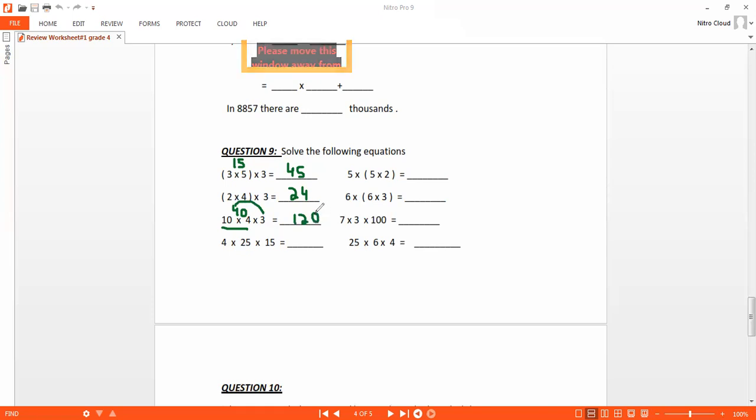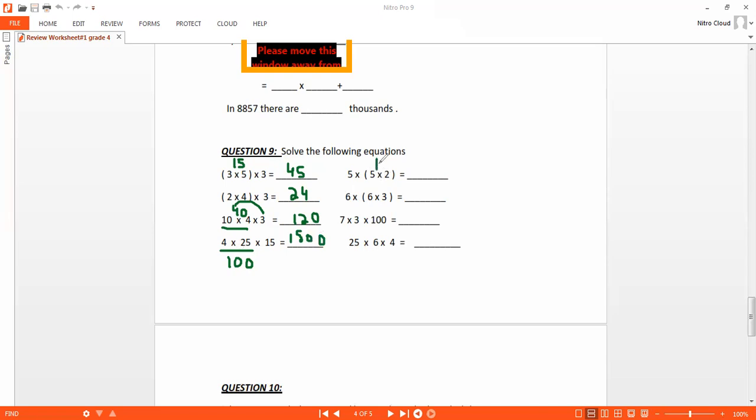Now here we have 4 times 25 times 15. How do I make this easy for me? You have always to study that 4 times 25, it's 100. So now it's easy for you to find the answer because 1 times 15 is 15, and then you put 2 zeros beside the number.